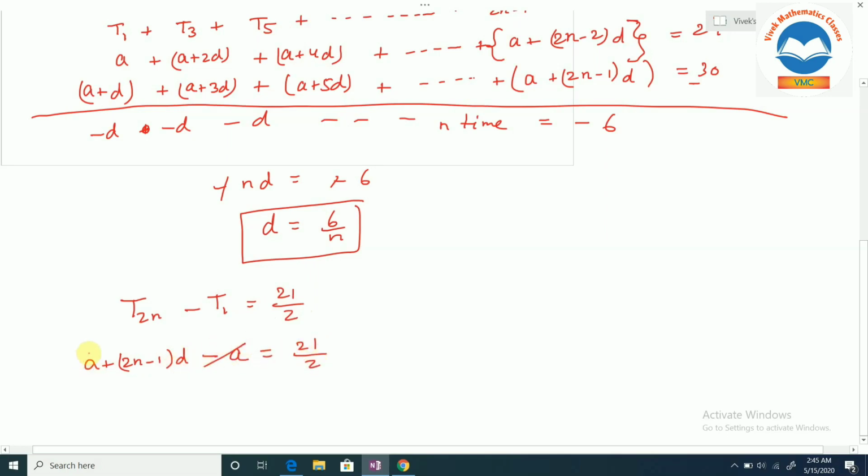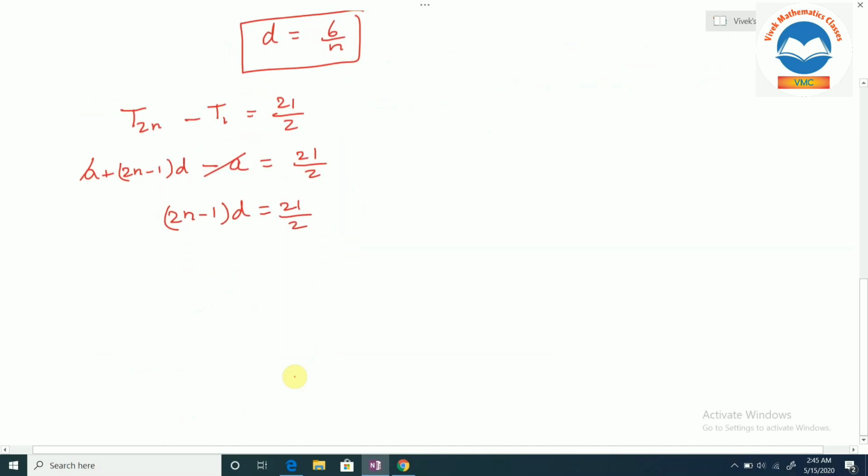A and A will be cancelled out. Here what you will get? (2n minus 1) into D will be equal to 21 by 2. And we know that D value is 6 by n. We will substitute here because we need to find n. We will get (2n minus 1) into 6 by n. This will be equal to 21 by 2.